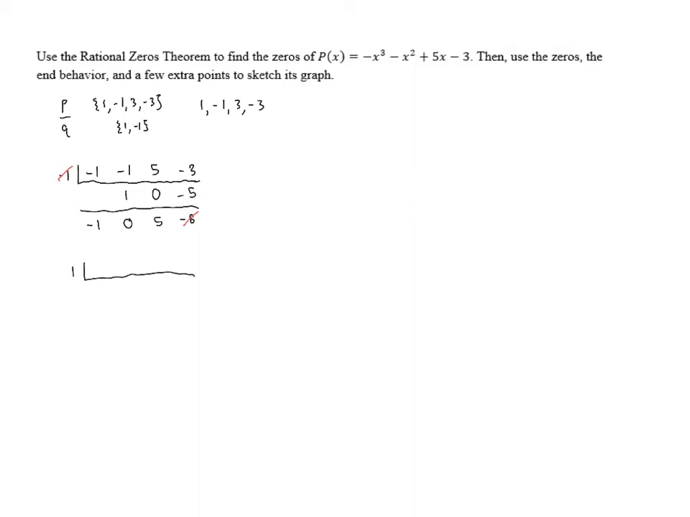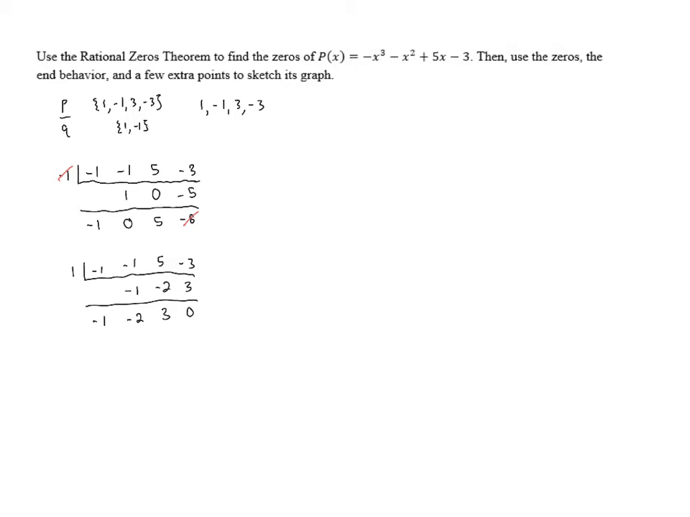Let's check positive 1. We bring down the negative 1. Negative 1 times 1 is negative 1. When we add, we get negative 2. Negative 2 times 1 is negative 2. When we add, we get 3. And 3 times 1 is 3. When we add, we get 0. This is what we want, so that tells us that 1 is a 0 of the polynomial.